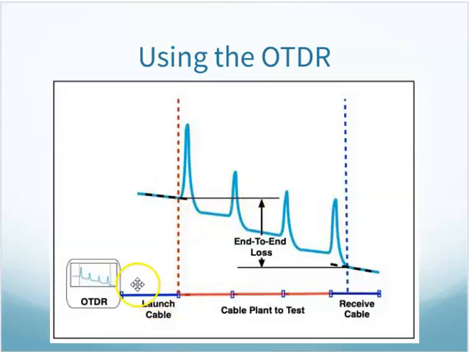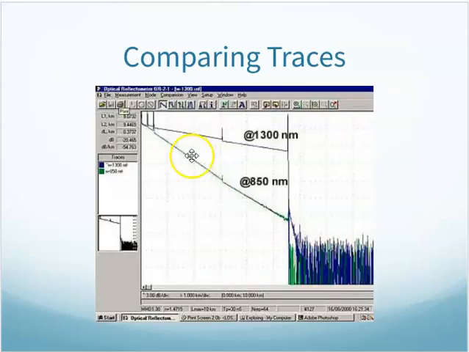Here's showing you your launch cable, receive cable, and then the overall from here down to here is the overall end-to-end loss. And then you will often do tests at different wavelengths and compare. And again, this shows you the amount of attenuation at 850 versus 1300 nanometers. Up here are the connectors. These are like splices in the middle, and this is the end of the cable run out here. So you'd run multiple wavelengths and compare to get a better feel for the overall picture of this cable.